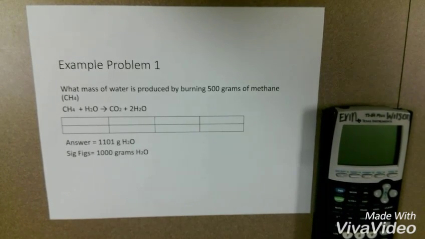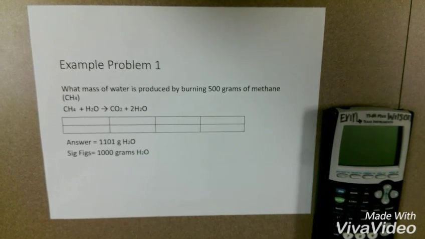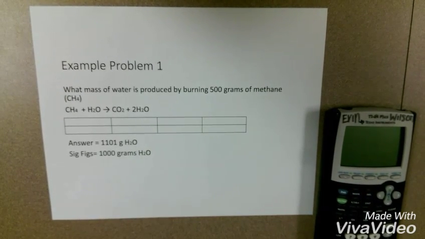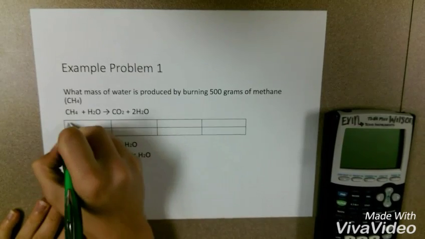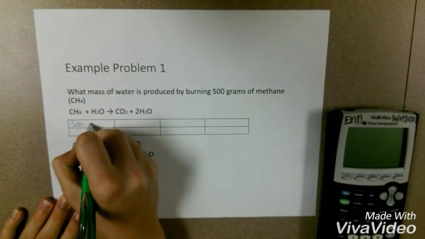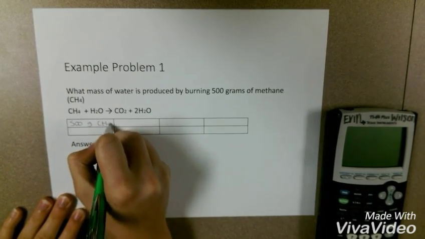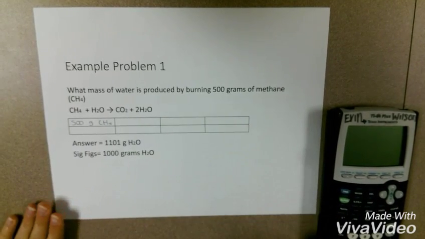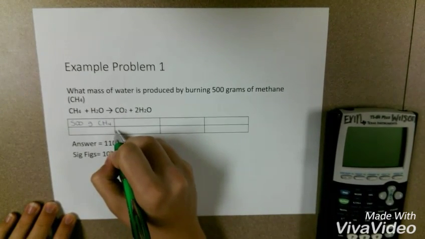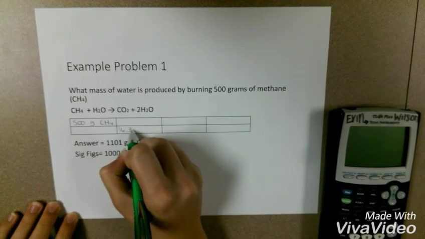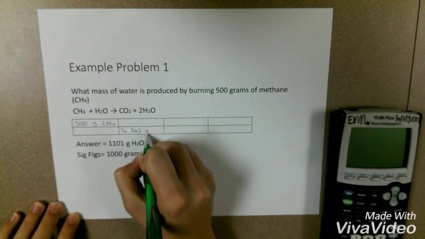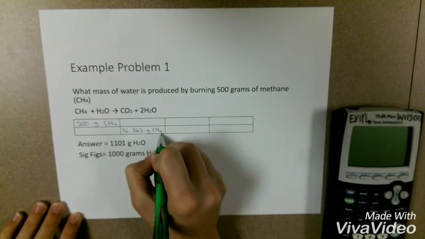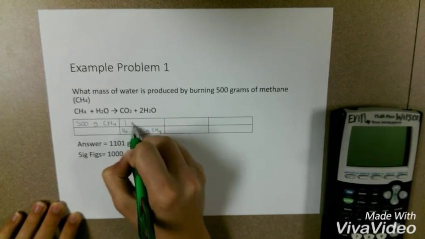Okay, so for your first example problem, we need to find the mass of water that's produced by burning 500 grams of methane. Methane is CH4. So your first step is to take your grams of methane. So we put 500 grams of CH4, and we're changing that into moles. So we put the molar mass on the bottom, which is 16.362 grams, and we put 1 mole on the top to balance that.